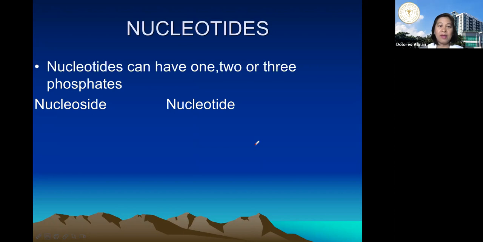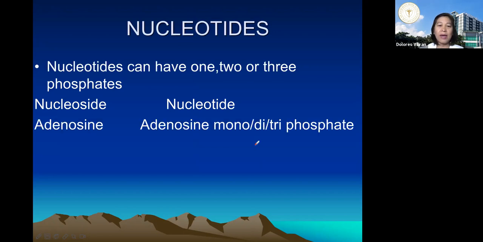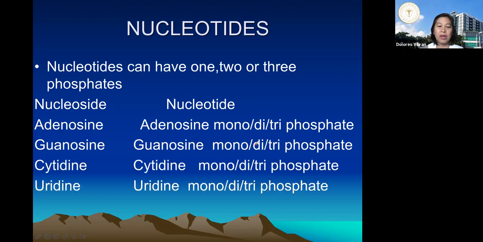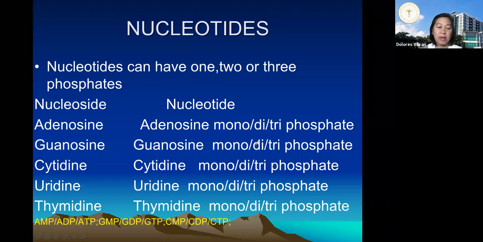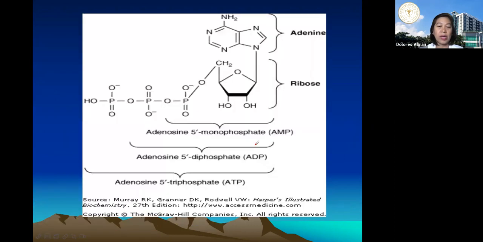And then, from nucleoside, it can be converted to a nucleotide by adding phosphate groups. So you can add 1 phosphate, 2 phosphate, or 3 phosphate groups, okay? And the abbreviation for the nucleotides can be AMP, that stands for adenosine monophosphate, 2-phosphate adenosine diphosphate, and 3-phosphate adenosine triphosphate, and so on, okay? So this is the acceptable shortcut for these nucleotides.